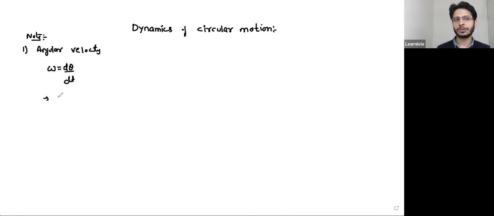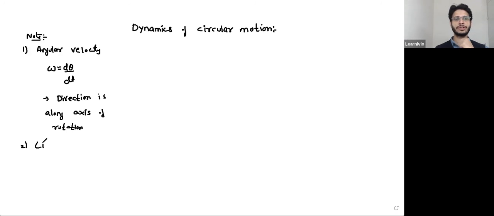Its direction is along the axis of rotation. After angular velocity, the next quantity is linear velocity.